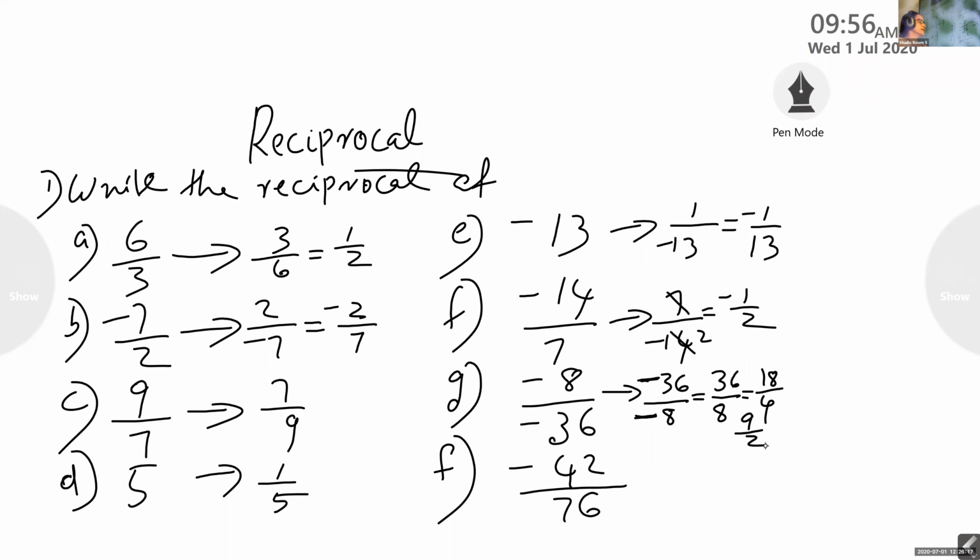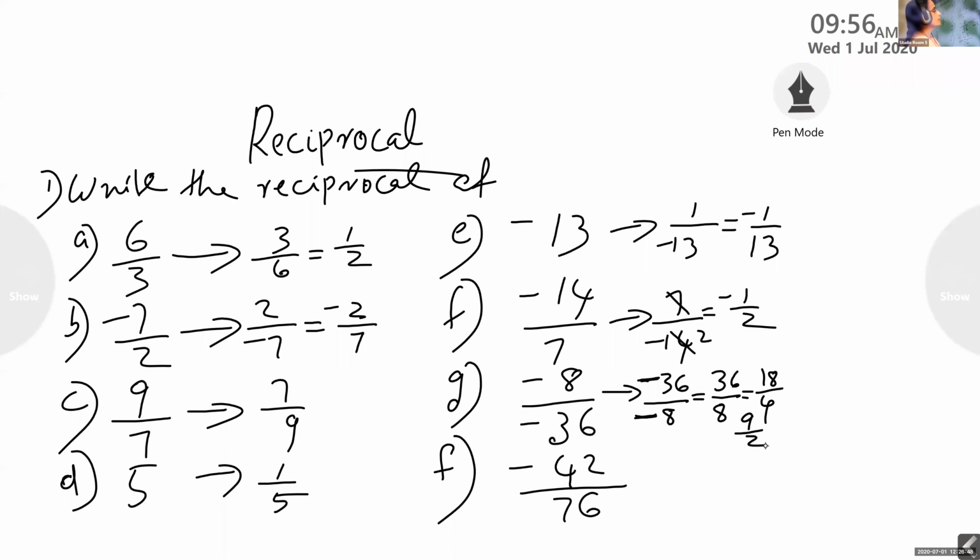36 by 8. Because negative divided by negative is positive, both the negatives can cancel. So 36 by 8, and we are simplifying. 8, we can cancel 4. No need to do 2 first, again 2. You can directly cancel 4. Both 36 and 8 are multiples of 4. Okay.